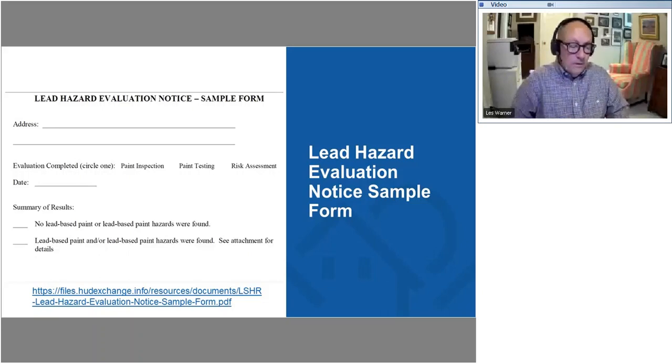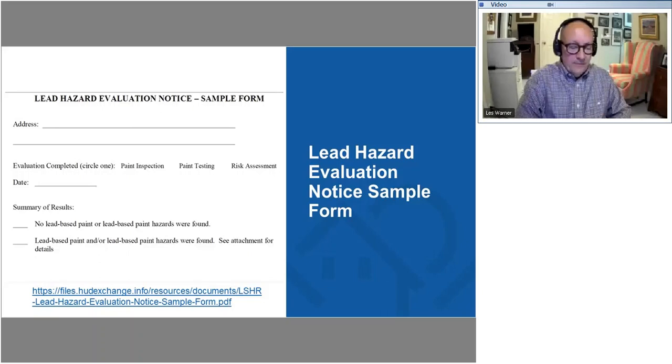That's also where you could include your information about, if you were going to be presuming lead instead of completing testing, we are still going to be providing that evaluation notice. And in that case, we're explaining to them that we have chosen to forego the evaluation and that we're presuming lead-based paint or hazards exist as part of that.